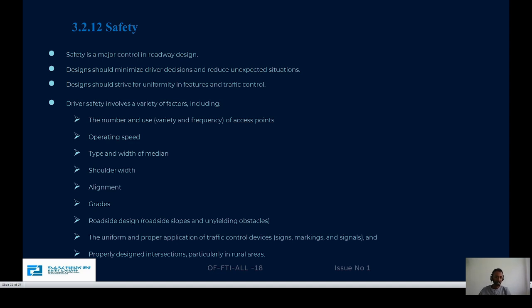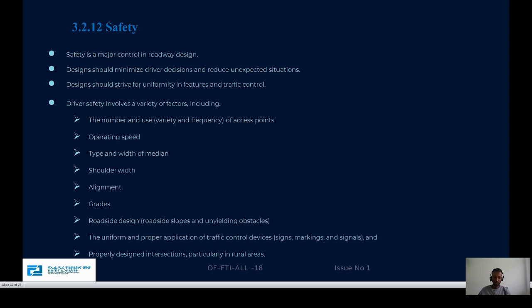And also we will deal with safety. Safety is a major control in roadway design. The design should minimize driver decisions and reduce unexpected situations. So driver safety involves a variety of factors. The first is the number and use of access points: as they increase, the safety also will decrease. Operating speed is also very important.